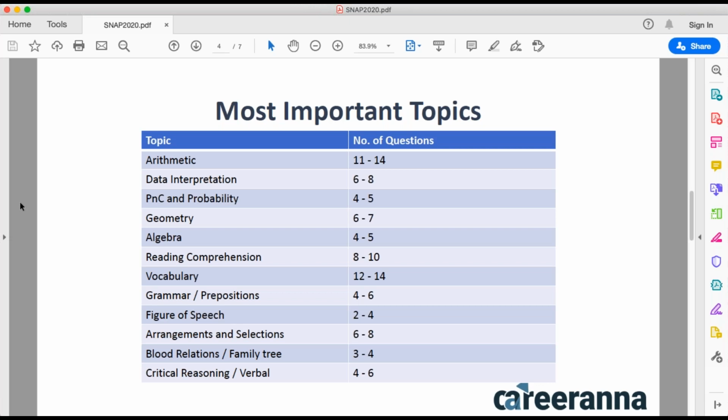There is no logical DI in SNAP, there is logical DI in CAT. CAT is the only examination which gives you logical DI.